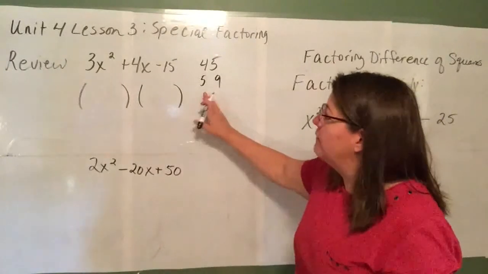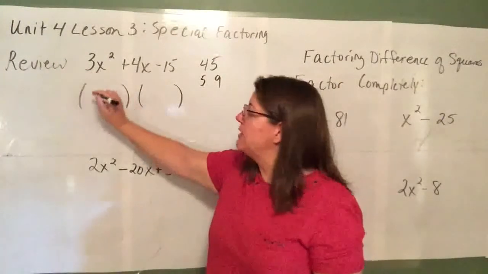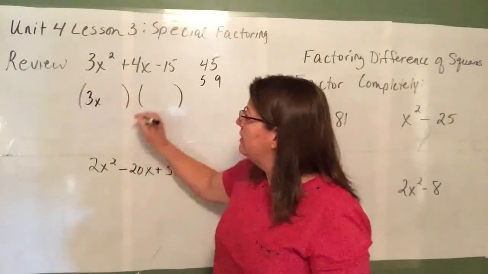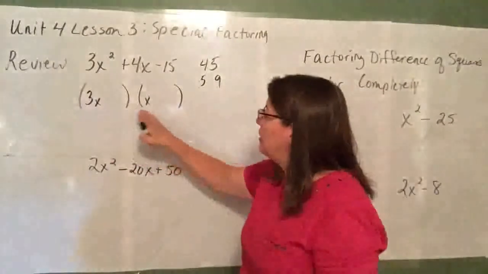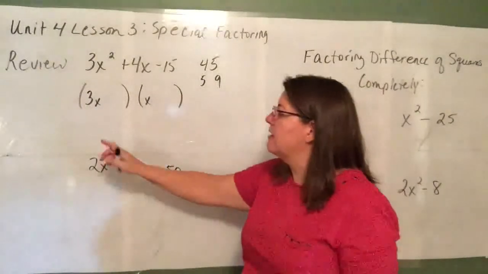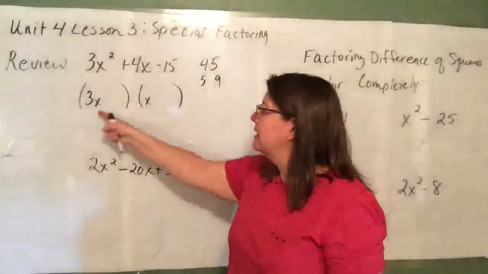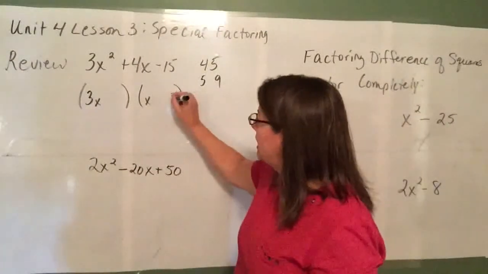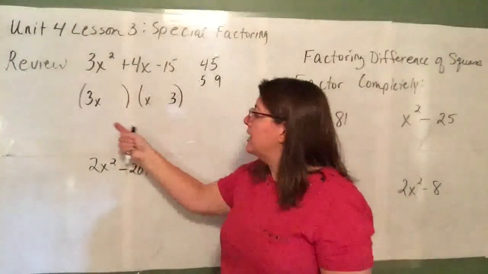And then we have to consider factors of 3. Well, there are only two factors of 3, which makes this one not too bad. 3x and 1x. 3 times 1 is 3. So we're going to use 3x and 1x. And then I'm going to ask myself, 3 times what gives me 9? Well, 3 times 3 gives me 9. So I'm going to put 3 there. That would be my outside term.